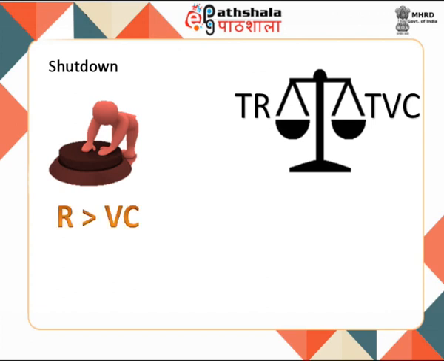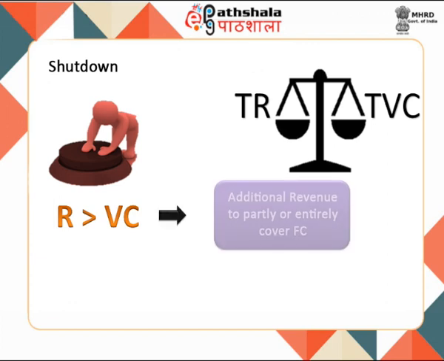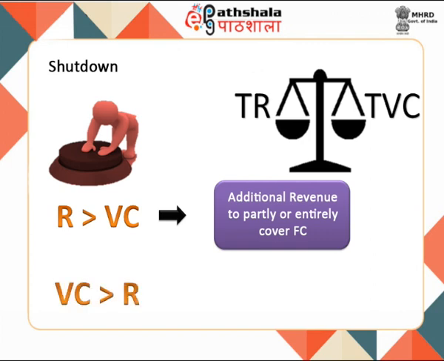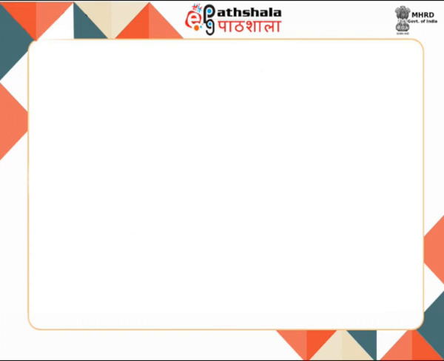If the revenue, which the firm is making, is greater than the variable cost, then the business is covering its variable costs and there is an additional revenue to partly or entirely cover the fixed costs. On the other hand, if the variable cost is greater than the revenue being made, then the firm is not even covering production costs and it should be shut down immediately.